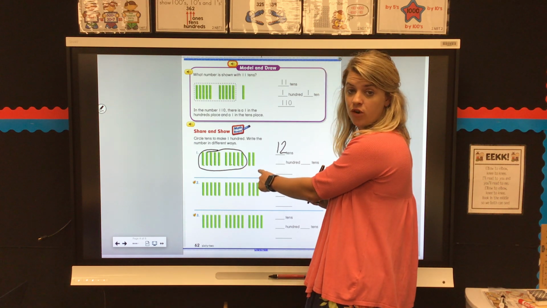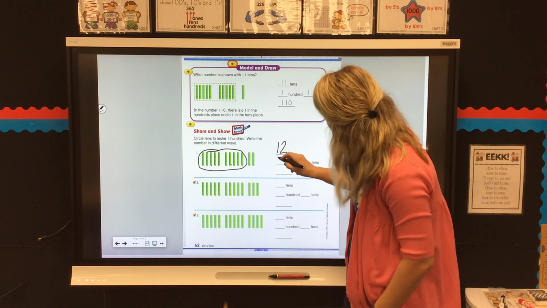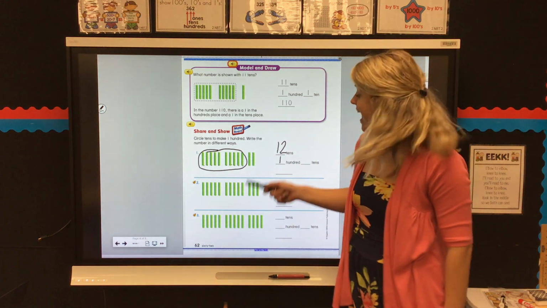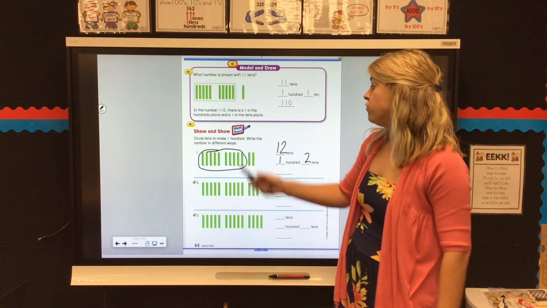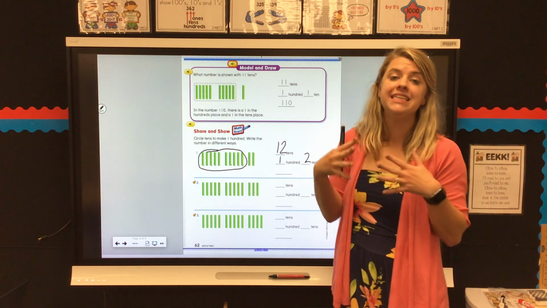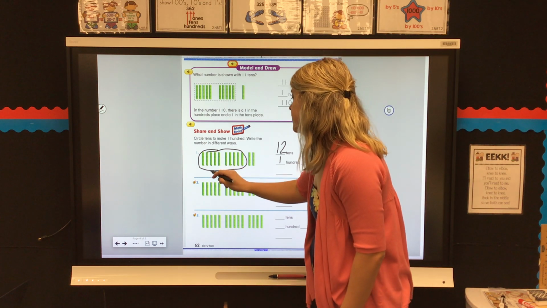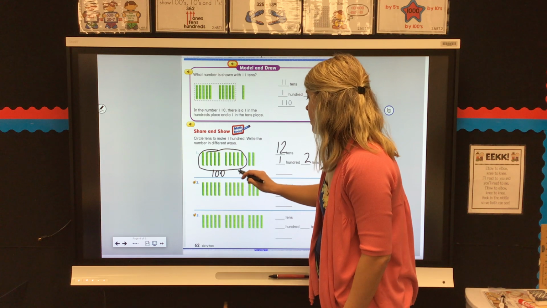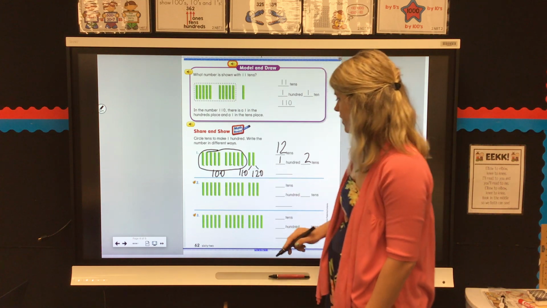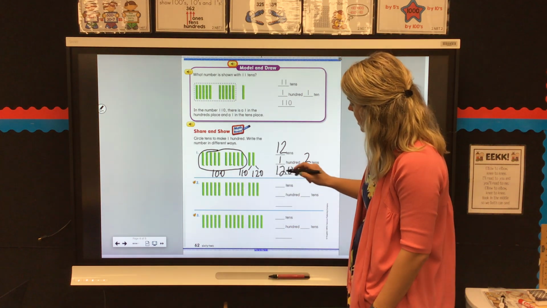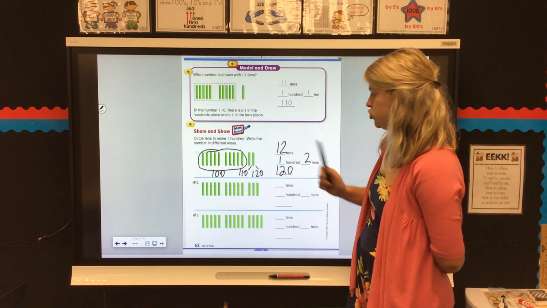Do I have enough left over here to make another 100 flat? I do not, right? So I know I have 100, and then how many 10s do I have left over? 2. So I have 100 and 2 10s, and we need to see how much does that equal, or what is the value of that? So remember, we can count this by saying 100, 110, 120, right? So that one goes there and that one goes there. So 12 10s is the same thing as 100 flat and 2 10s, or we call that 120.